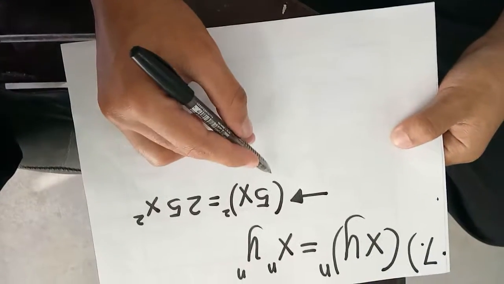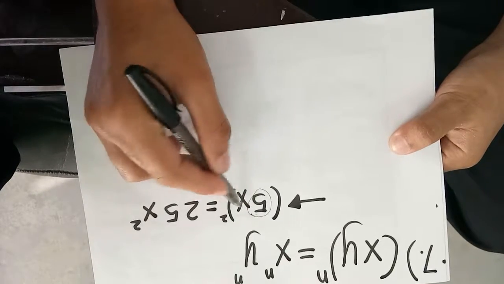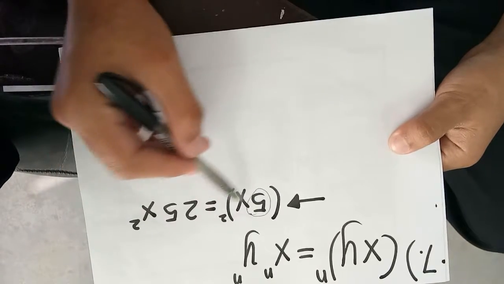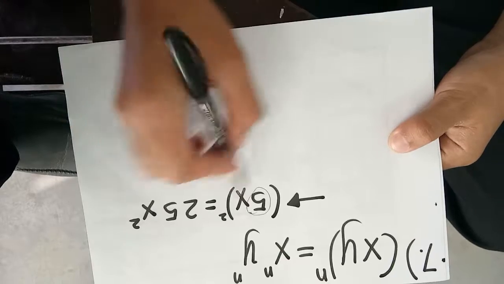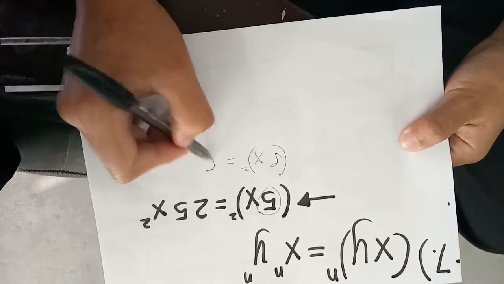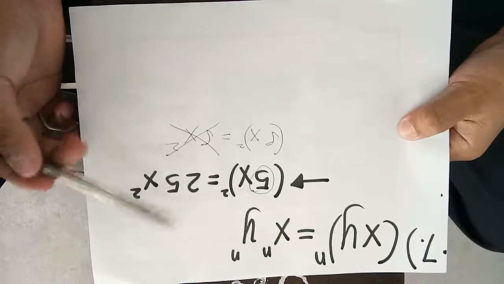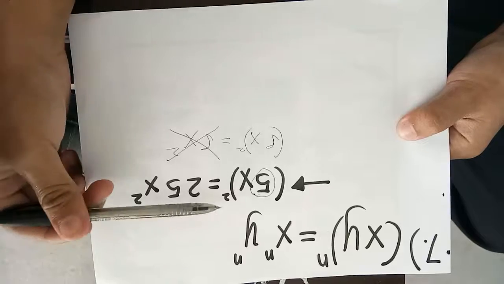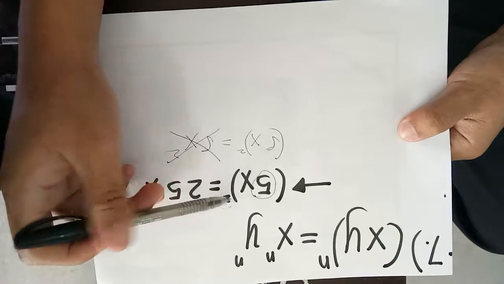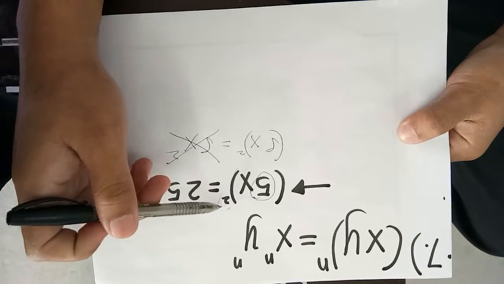The common mistake of some students is that they forget to square the numerical coefficients like this. So this is wrong. We must always know that every term in the parentheses will be squared.